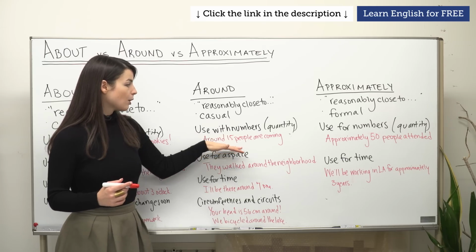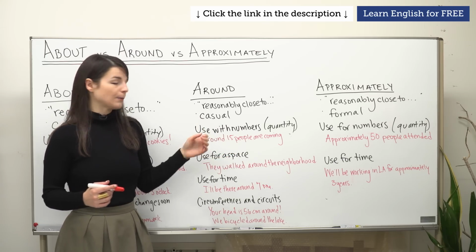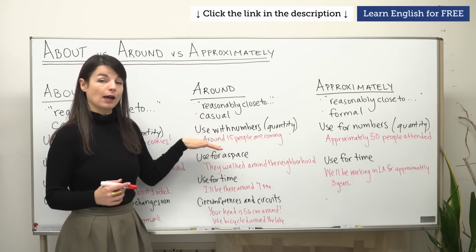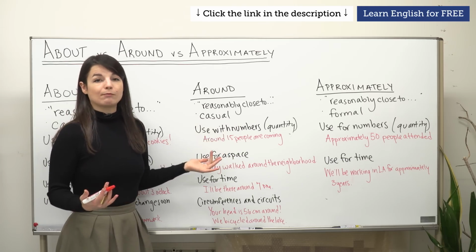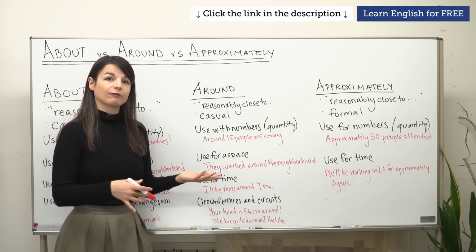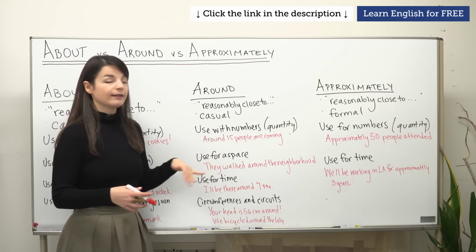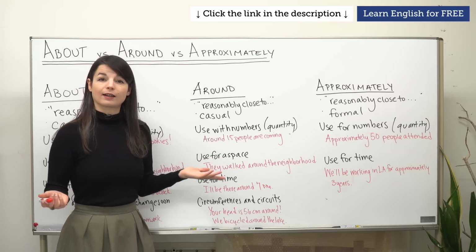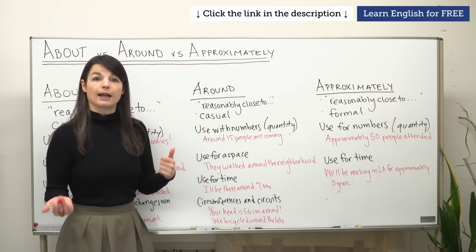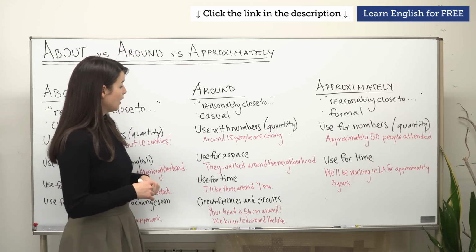So for example, around 15 people are coming. So again, this is an estimate, a guess, around 15 people. Using about here creates the same meaning. About 15 people are coming, around 15 people are coming. In this case, around and about are used in exactly the same way and have exactly the same meaning. They're both making an estimate or a guess.